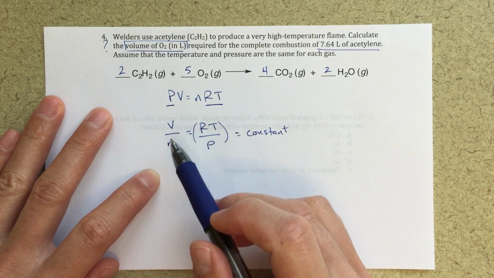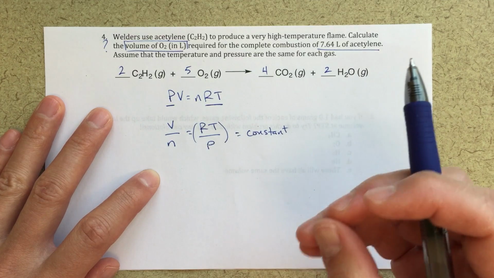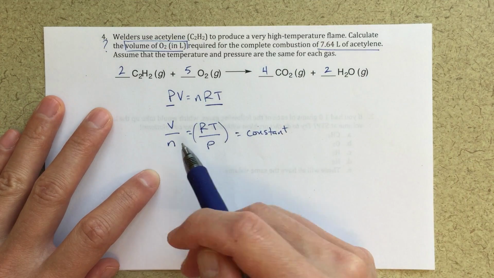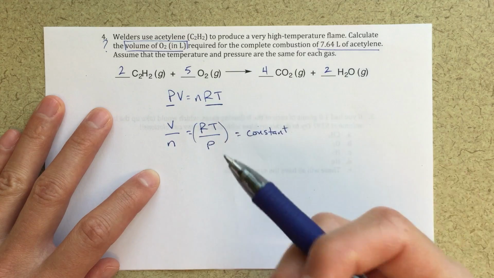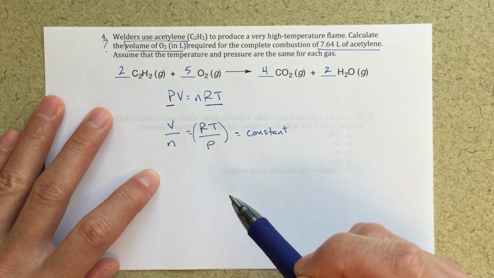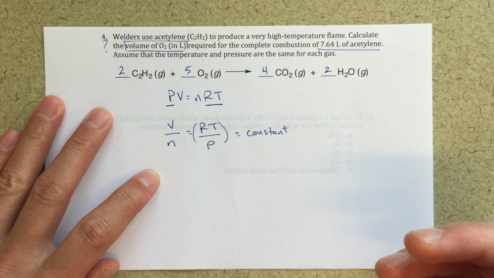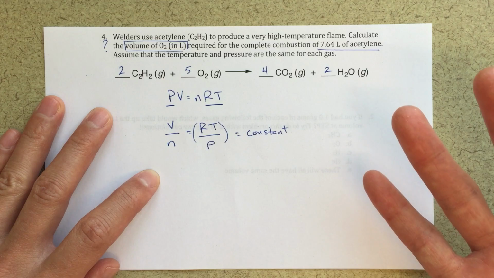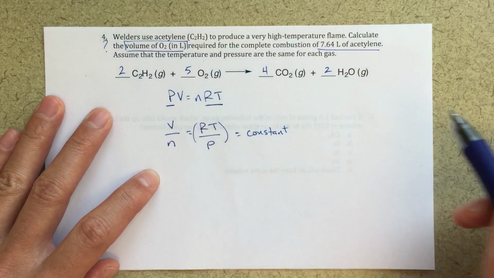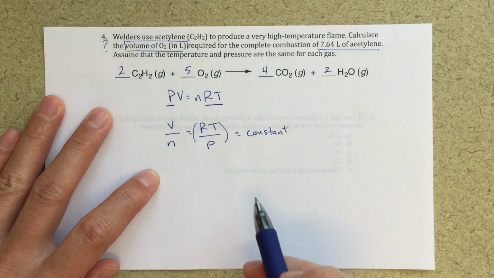So this is really Avogadro's law. Even though we're using two different gases, their volume to number of moles relationship is going to be exactly the same. It doesn't matter that one is acetylene and one is oxygen. We don't know exactly how many moles we have because we don't know the actual temperature and pressure, but that's okay. We don't need that information to solve this problem.